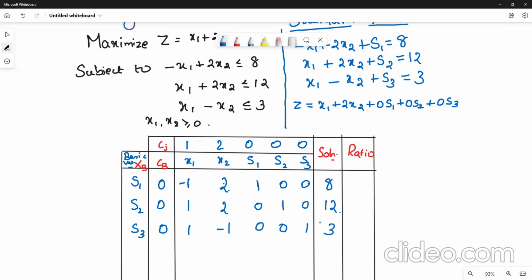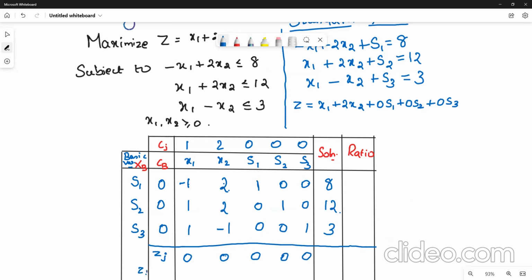After filling this, we have to find Zj, then Zj minus Cj. What is the procedure to find Zj? Zj is nothing but the Cb into this coefficient. That is 0 into minus 1 plus 0 into 1 plus 0 into 1. Here it is 0. Similarly, to fill this entry, it is 0 into 2 plus 0 into 2 plus 0 into minus 1. So, it is 0. So, here third entry, 0 into 1 plus 0 into 0 plus 0 into 0. That is 0. Fourth, because here everything is 0, you will automatically get the values as 0.